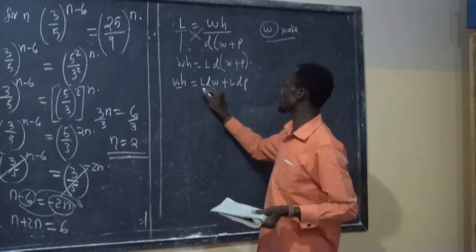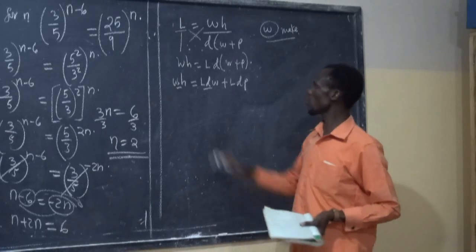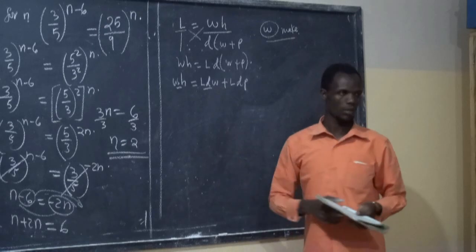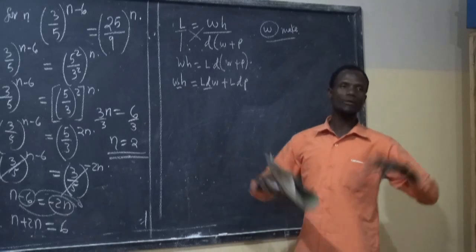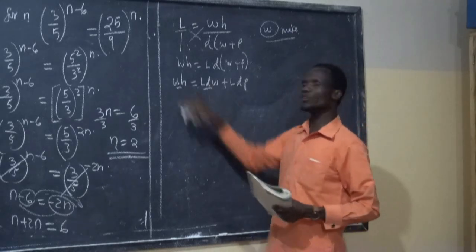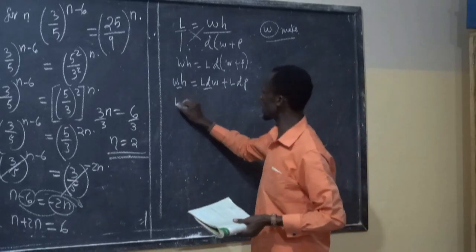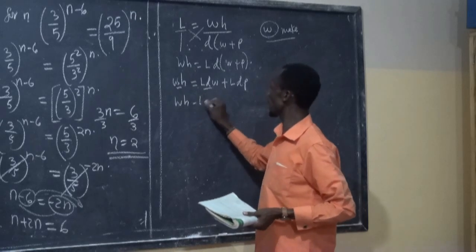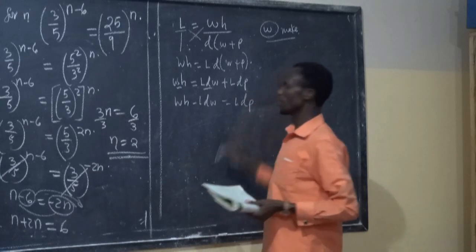These are like terms. Now let us collect them together. Why are they called like terms? Because most of them have the letter W, so we treat them as like terms. Then we put them together. This is taken to the other side and becomes negative, because H was positive. Then we say WH minus LDW is equal now to LDP.